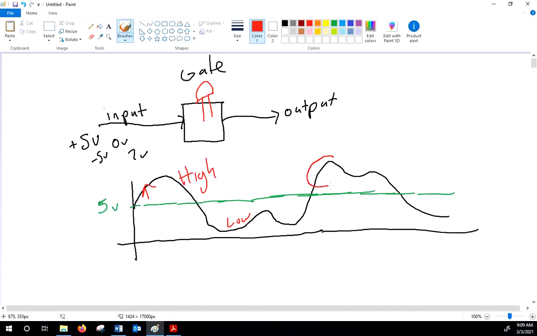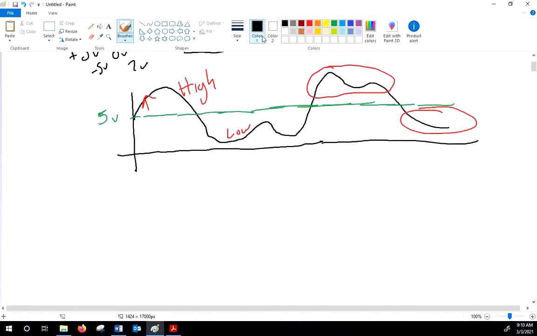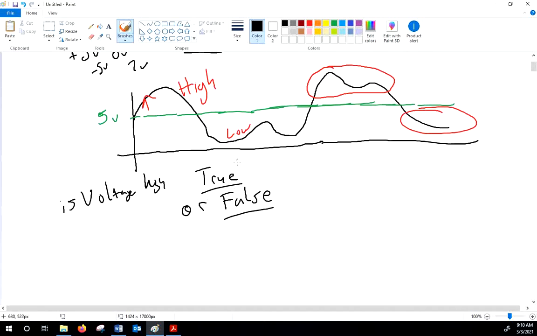But we can see that this is high voltage over here, and this is low. And we can describe this output as being either true or false. So is the voltage high? We would say it's either true or it is false. And those two states are the foundation for how your computer stores and reads information, either true or false.